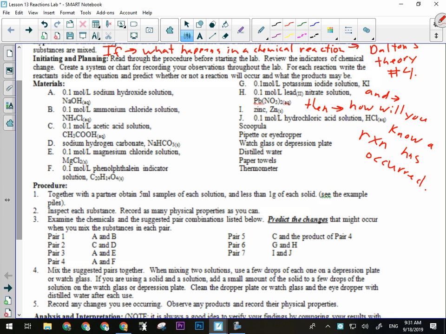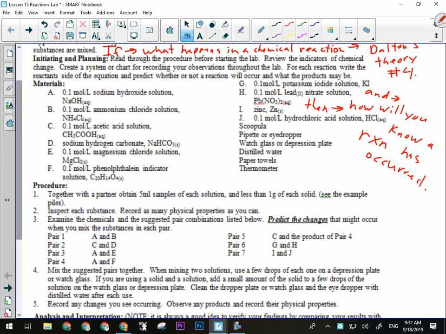However, remember that the signs of a reaction are not all visible signs. There may be other changes that you need to be watching for during a chemical reaction. Hint, hint, in this reaction, there's no visible sign of a chemical change. Okay? All right.